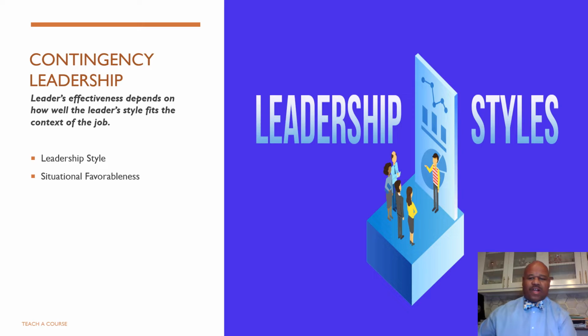So the first one is our contingency leadership. That's where the leader is effective depends on how well the leader's style fits with the context of the job. And then we have two areas that will definitely impact this type of leadership. We have the leadership style and we have the situational favorableness.